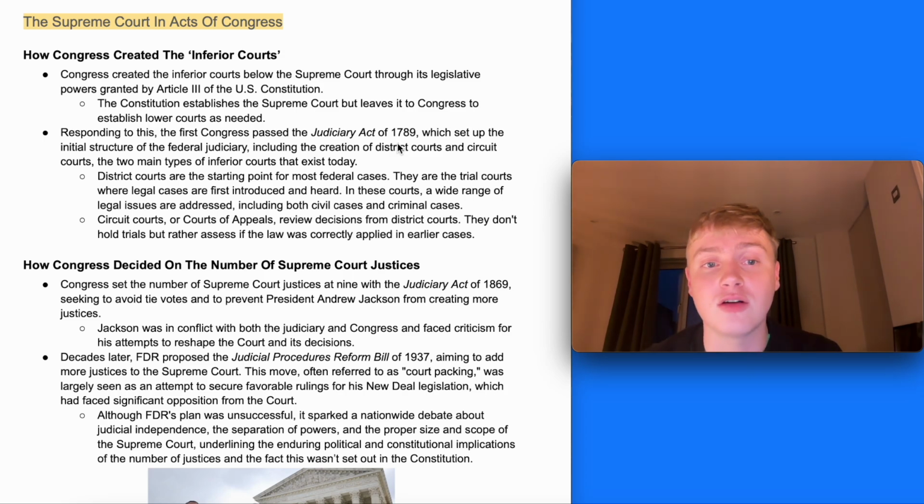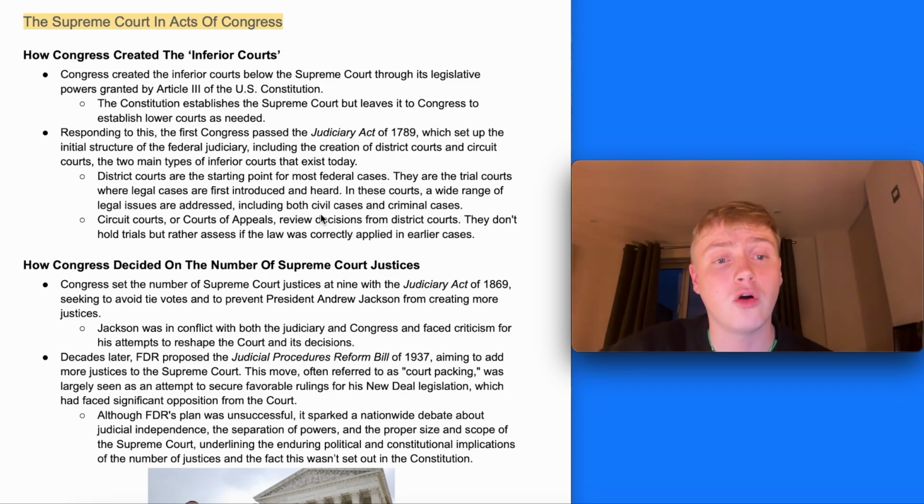District courts are the starting point for most federal cases. They're the trial courts where legal cases are first introduced and heard, and in these courts a wide range of legal issues are addressed, including both civil and criminal cases. Circuit courts, or courts of appeal, review decisions from district courts. They're slightly higher. They don't hold trials, but rather assess if the law was correctly applied in earlier cases.